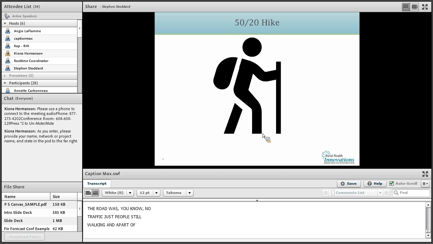And as we kept going and it got later and later, we left the urban area and started getting out into more of a rural area, and there were no city lights anymore. The road had no traffic on it, just people that were still walking and a part of this 50-20 hike. Our particular group ended up getting spread out. Everyone walks at different paces, and so we were scattered all over the place.